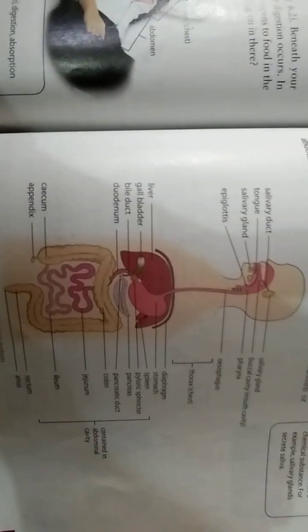And here we discuss the complete digestive system in humans: salivary duct, tongue, salivary gland, epiglottis. All parts are present here to understand the digestive system of the human.